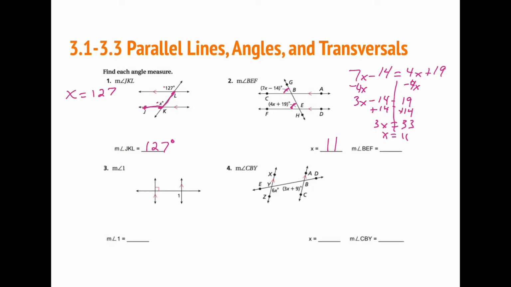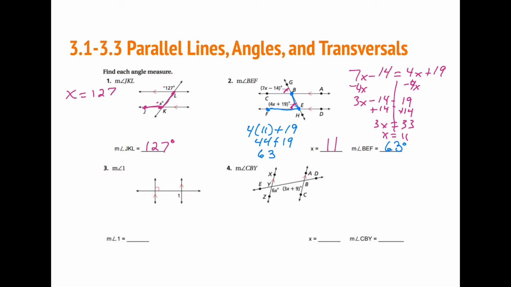So there x equals 11, and then it asks us to find the measurement of angle BEF, which BEF would be B to E to F. So that would be the 4x plus 19. So 4 times 11 plus 19, 44 plus 19, 63. So 63 degrees there.